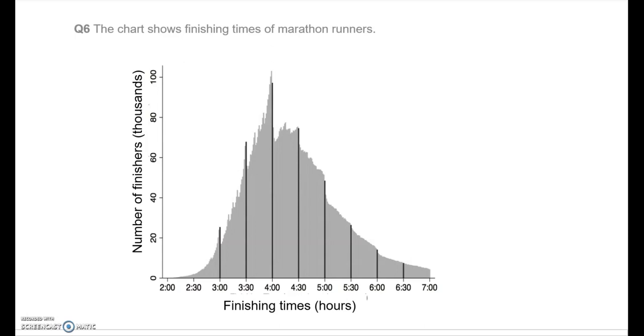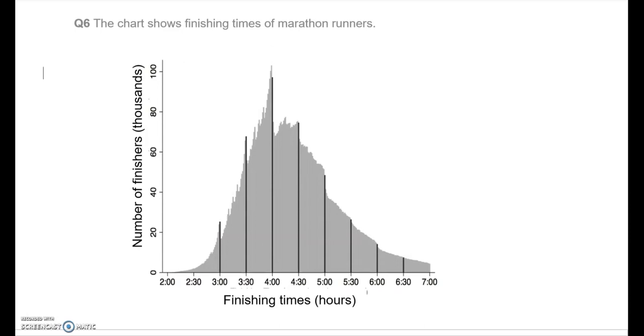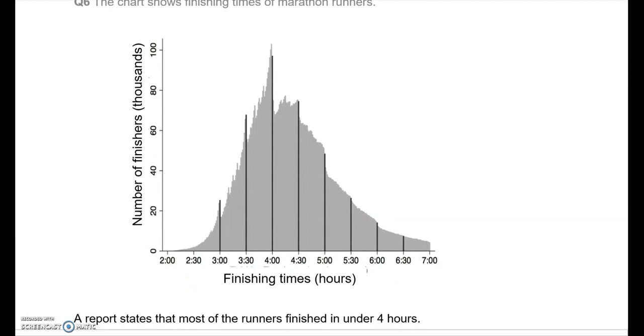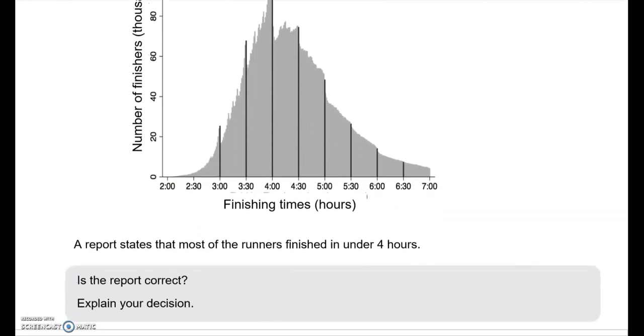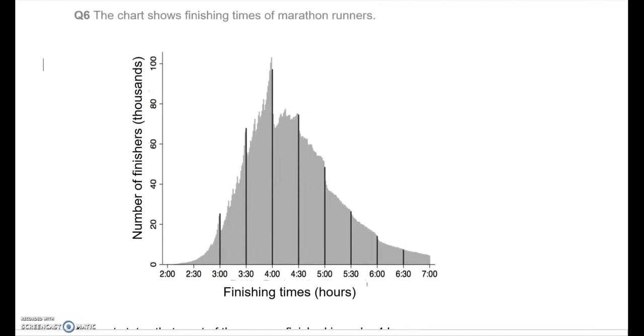Question number 6. The chart shows finishing times of marathon runners. The report says that most of the runners finished in under 4 hours. Is the report correct? Explain your decision. So we're looking to compare 4 hours and over with under 4 hours. We could say that the report is not correct because the area on the right is greater than the area on the left. Or we could specify and add these by estimating.